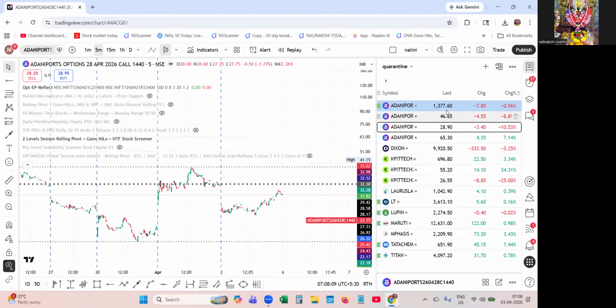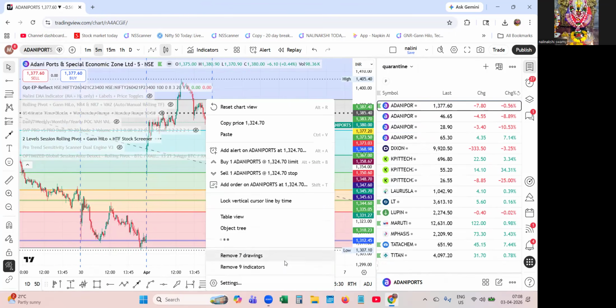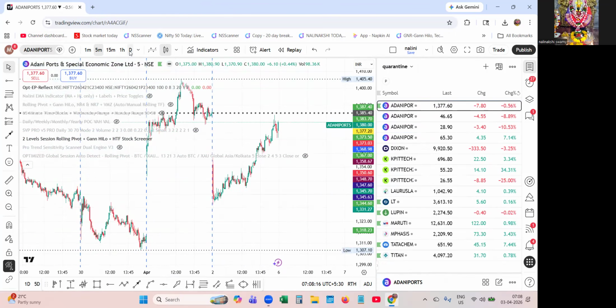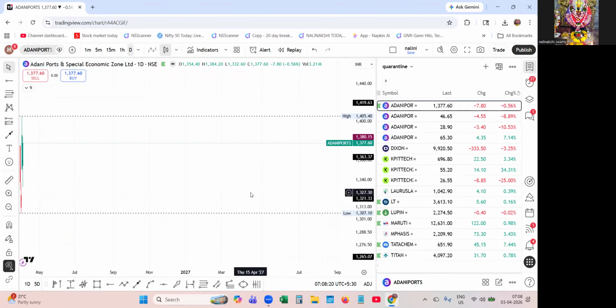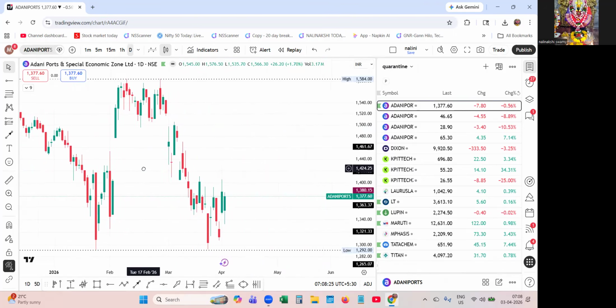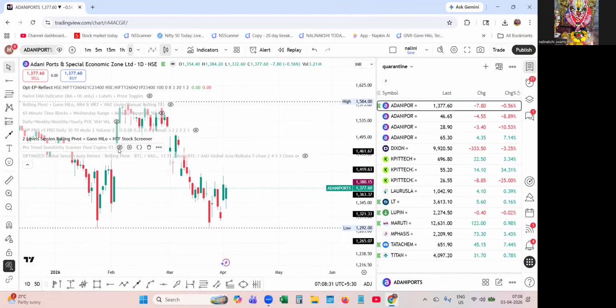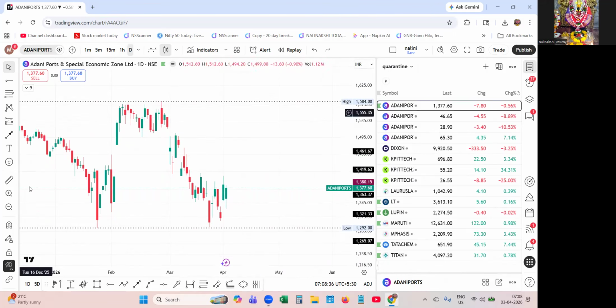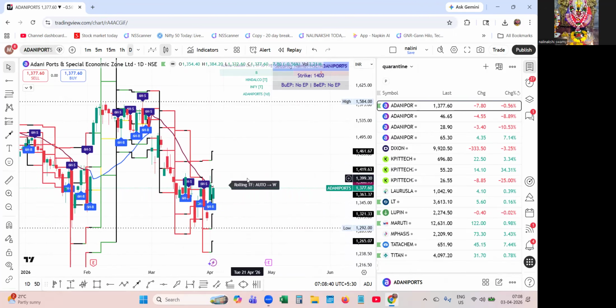Let me go back to the chart, let me remove the drawings and let me be on the daily time frame. So remember to change the time frame to daily so that you will get stocks. This is how you can spot it.